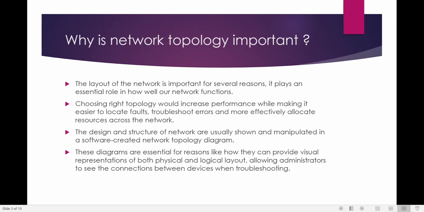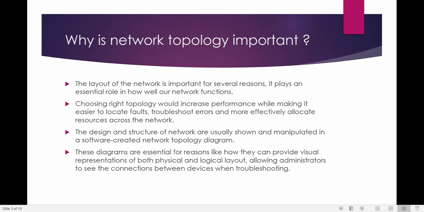So let's see why the network topology is important. So basically the layout of the network is implemented for several reasons. It plays an essential role in how well our network can function. Right, so choosing a correct topology would increase performance while making it easier to locate faults, troubleshoot errors, and more effectively allocate resources across the network.